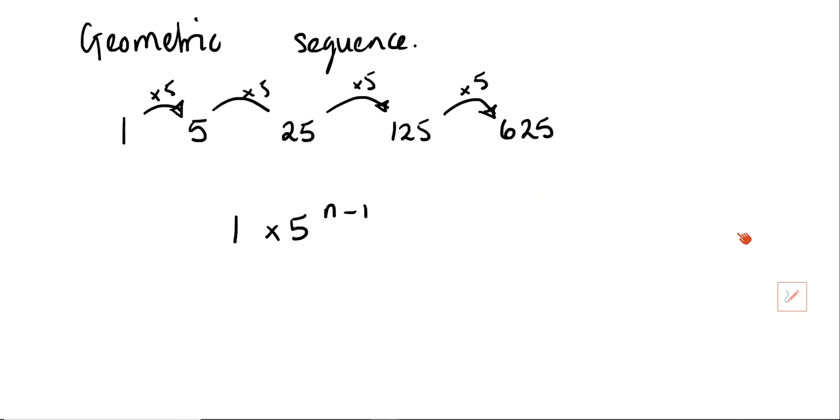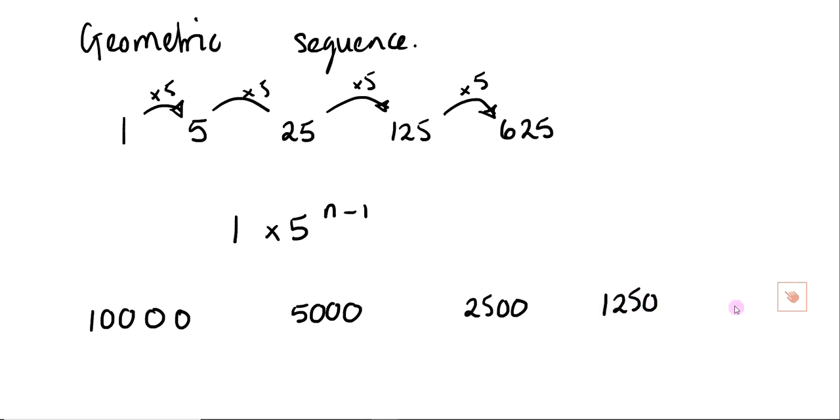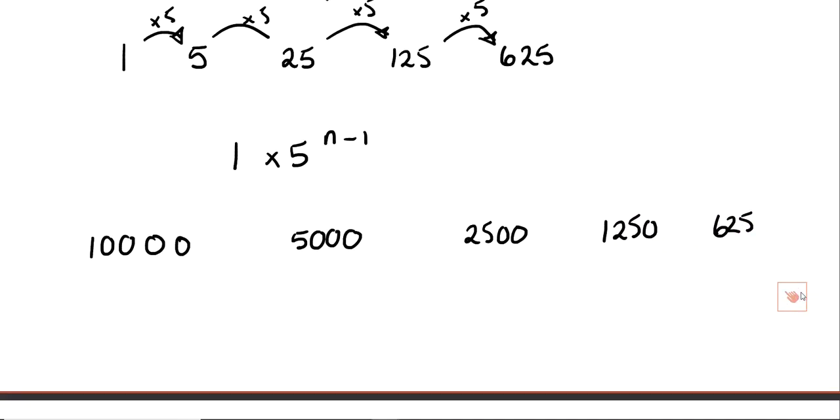Let me ask you this one. Let's go with 10,000. The next term will be 5,000. The next term will be 2,500. The next one, 625. And we'll stop there. Okay? Can anyone tell me the general rule for that one?